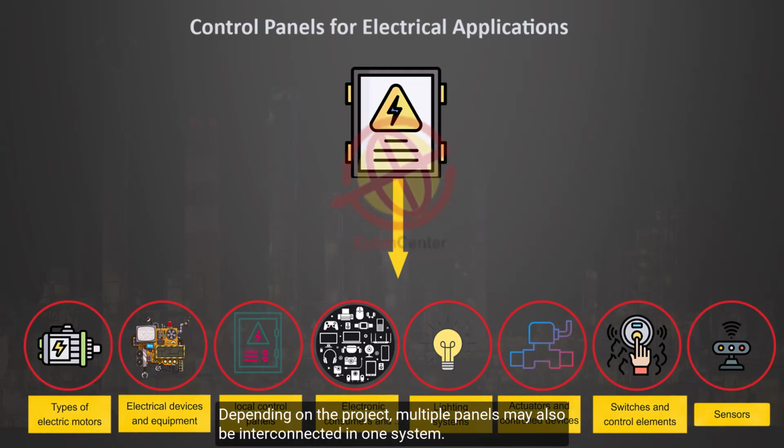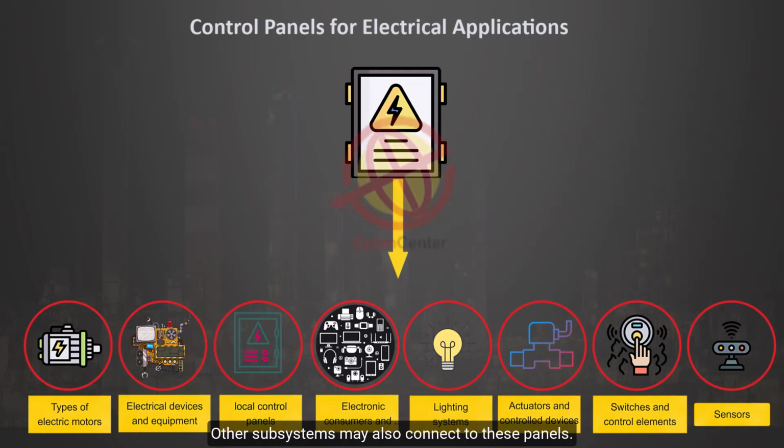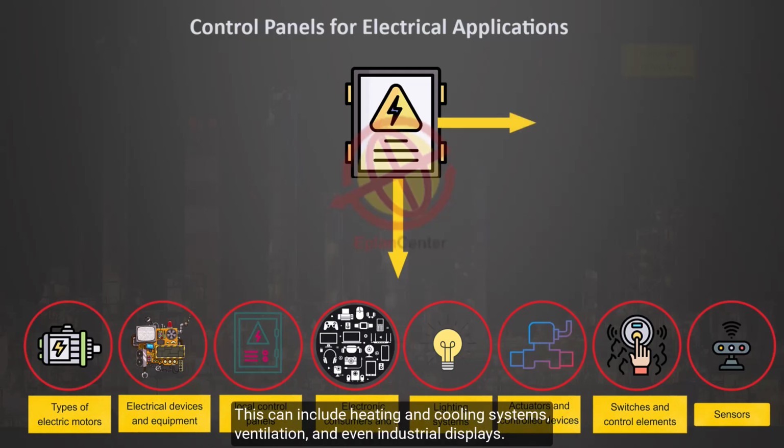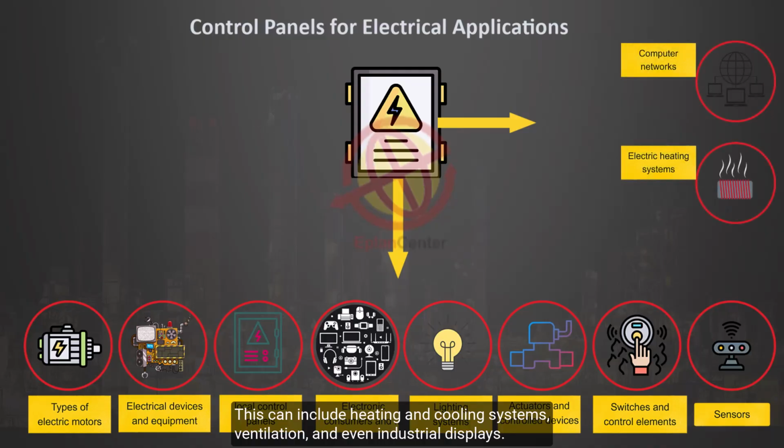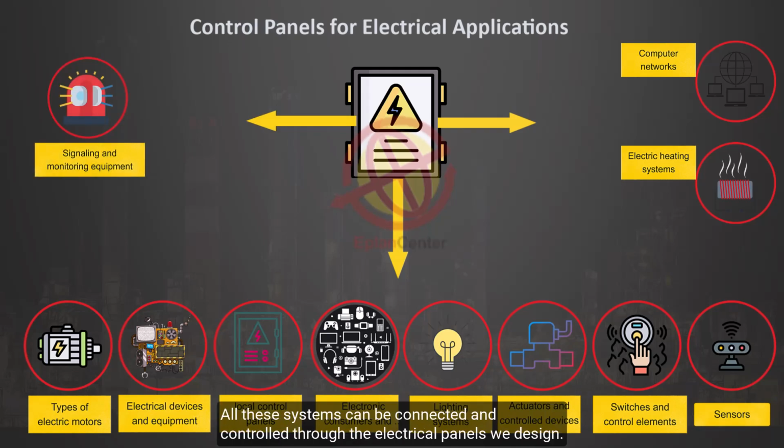Depending on the project, multiple panels may also be interconnected in one system. For example, local control panels that are linked to a main distribution panel. Other subsystems may also connect to these panels, such as network devices or monitoring units. These can include heating and cooling systems, ventilation, and even industrial displays. All these systems can be connected and controlled through the electrical panels we design.